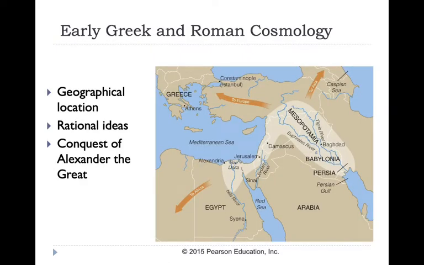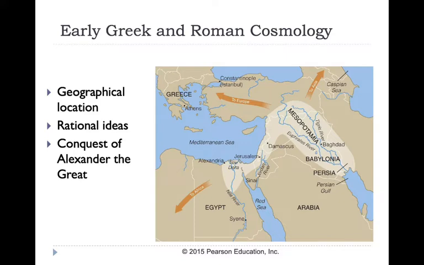And so this geographical region here really explains why we study that scientific method here. And so early Greek Roman cosmology, we owe a lot of what we study today to those civilizations there. And so it really has to do a lot with location.